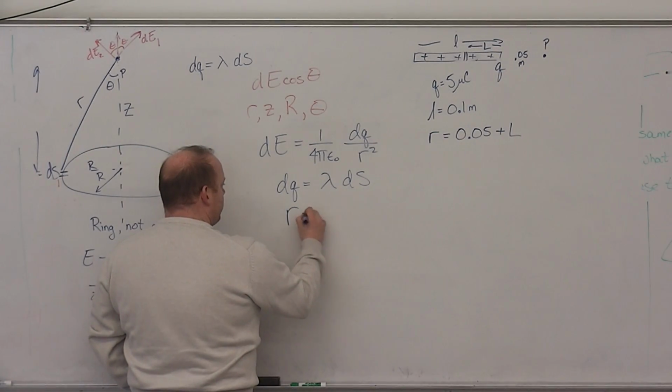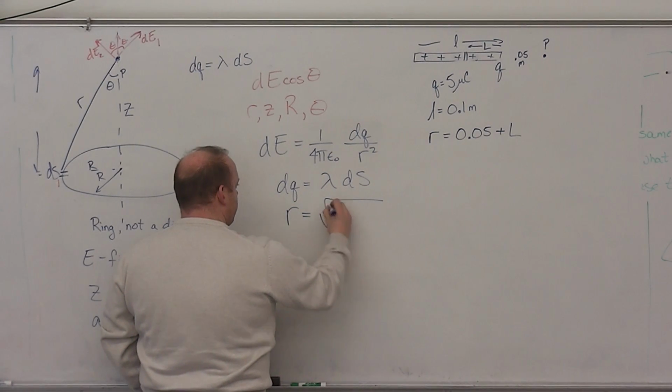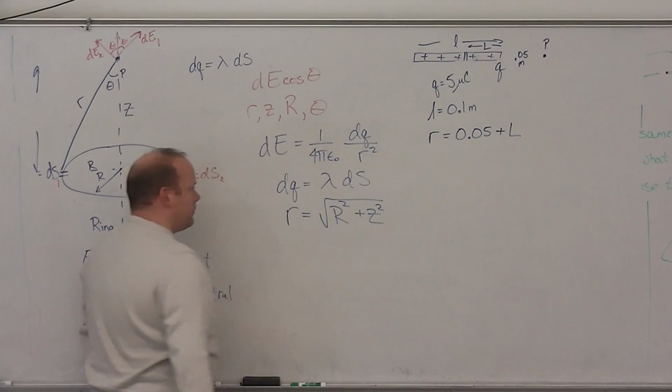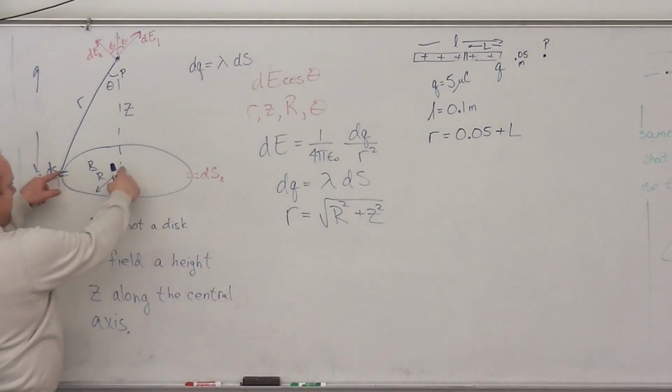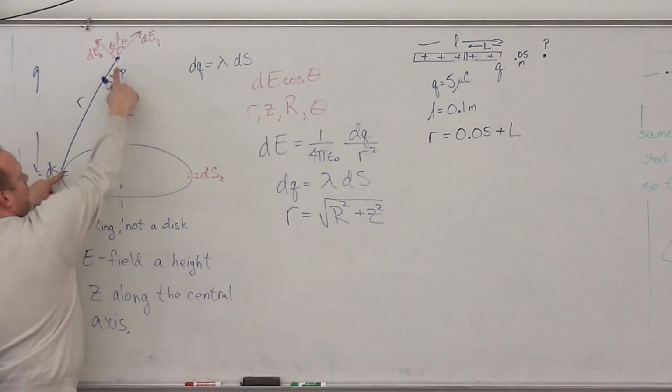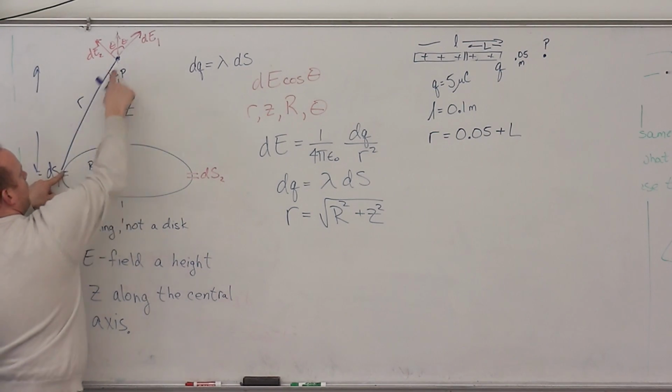So now that r is going to equal the square root of big R squared plus z squared. Big R is the radius of the ring. Little r is the distance from the ring to the point.